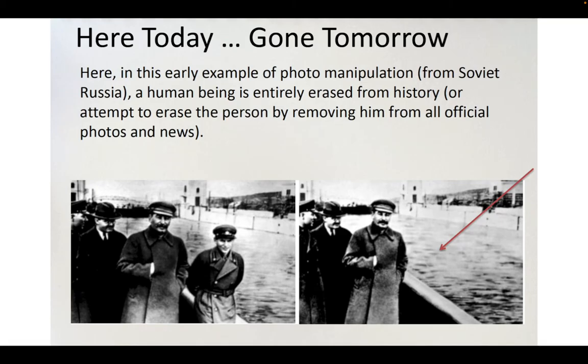Now, here today, gone tomorrow. So here's an example of a photo manipulation from Soviet Russia. A human being is entirely erased from history, or they attempted to erase the person by removing him from all official photos and news. So if we look on the left here, we see this person here has been totally photo manipulated out. Now, they didn't have Photoshop back in the day, so this was all done by hand, by cutting multiple images out and gluing them together and using some other techniques.